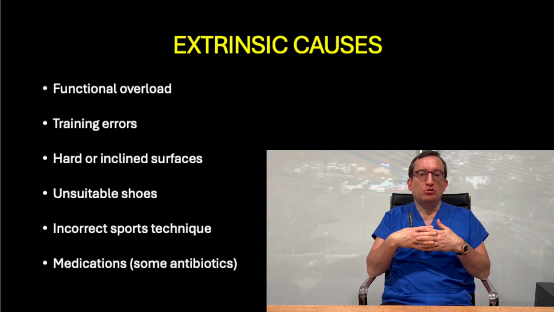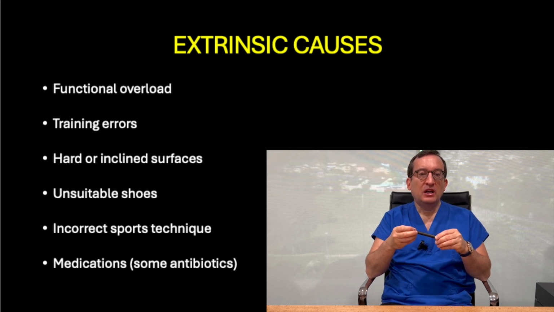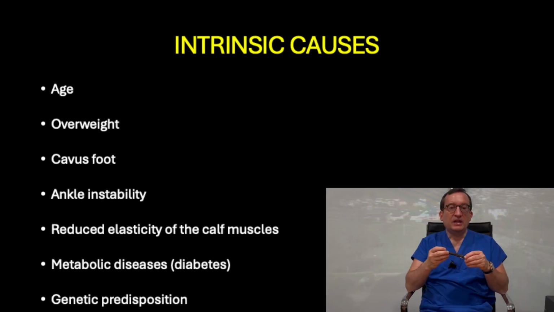There are extrinsic factors, meaning those external to the body, and intrinsic factors, meaning those in which risk factors are present within us. Extrinsic causes include overtraining, improper training, walking or running on hard or inclined surfaces for too long, wearing inappropriate shoes, using incorrect sports technique, and taking certain medications, such as certain antibiotics, including fluoroquinolones, which are antibiotics like ciprofloxacin and levofloxacin.